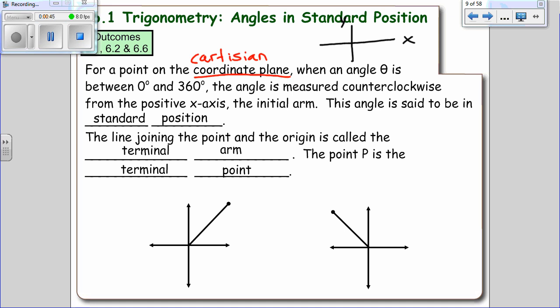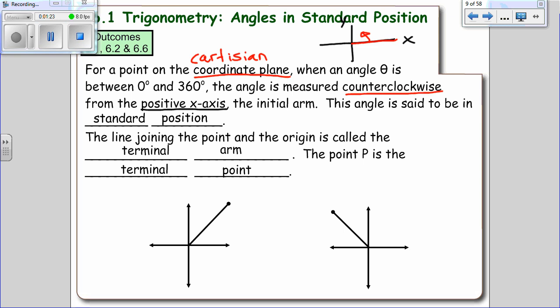To start things off, we're going to talk about the positive x-axis. When you hear or read anything that says the positive x-axis, they're talking about this portion of a Cartesian plane. That's the positive side of the x-axis. Anything over here would be the negative x-axis. You're also going to need to know the word counterclockwise. Everything that we measure today will be counterclockwise from the positive x-axis. So we're going to be measuring things in that direction.